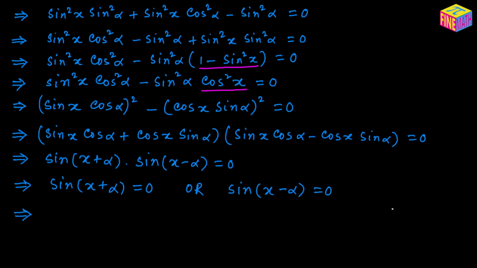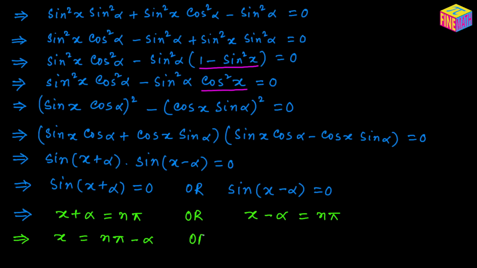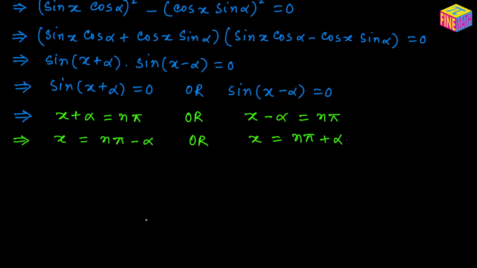And then we already know that when the sine ratio of an angle is equal to 0, then the general solution for that angle would be n times pi, where n is an integer. So we can say that x plus alpha is equal to n times pi, or x minus alpha is equal to n times pi. And from the first one, we get x equals n pi minus alpha, and from the second one we are going to get x equals n pi plus alpha. So in general we can see that x can be written as n pi plus or minus alpha, and that is the general solution, where of course n is an integer.